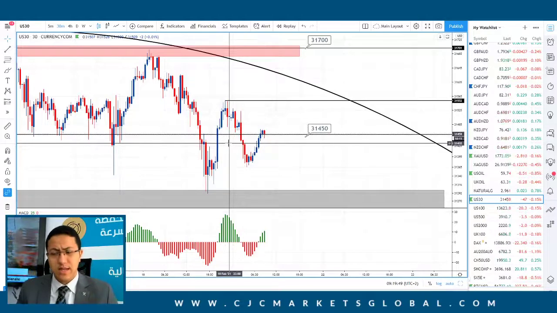We're having this bearishness on the Dow Jones due to the US Treasury yields going up to high numbers. So we are expecting a more bearish view on the Dow Jones during the day, as long as we're trading below 31,550. And that's what we are having for today on the markets.